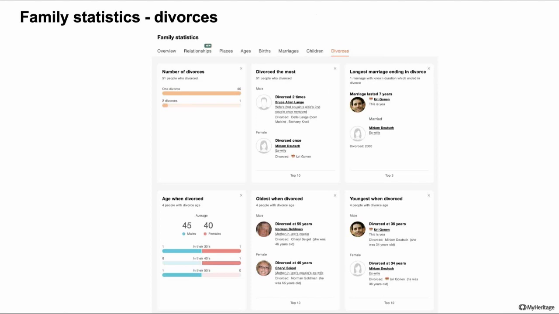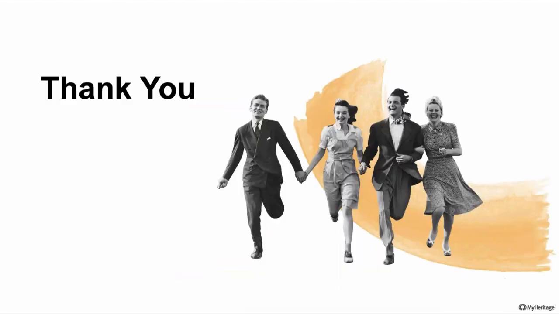Okay, it was longer than I thought, so I think this is all I have to say. So thank you, and I hope you can use the family statistics section in MyHeritage, and it will give you insights and highlight issues and allow you to see information that you cannot see anywhere else on MyHeritage about your family tree.